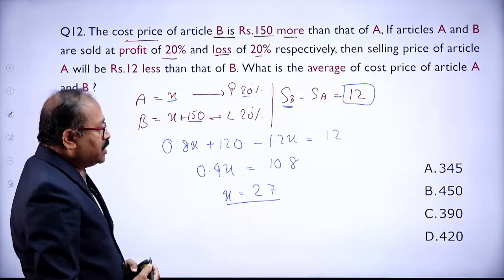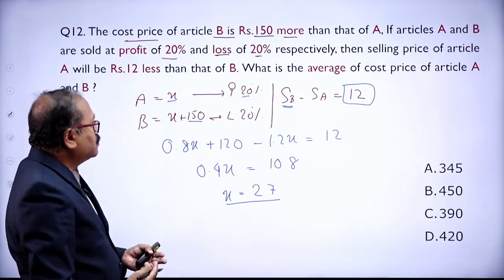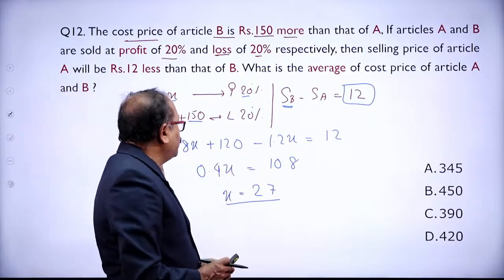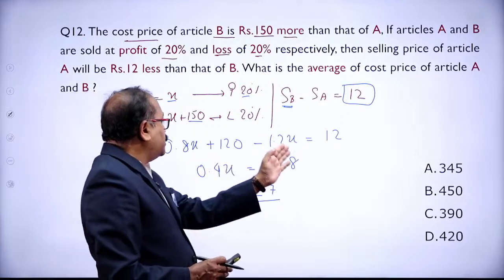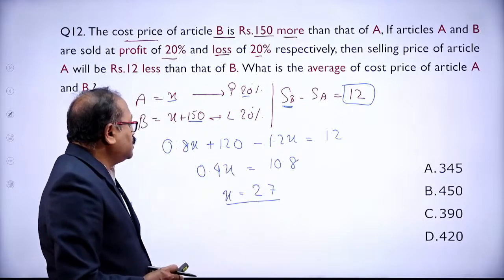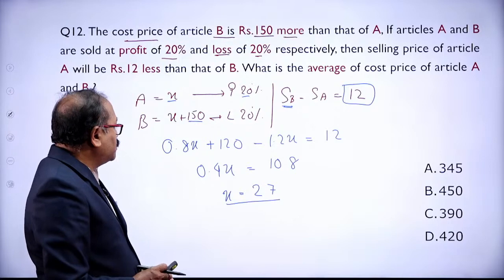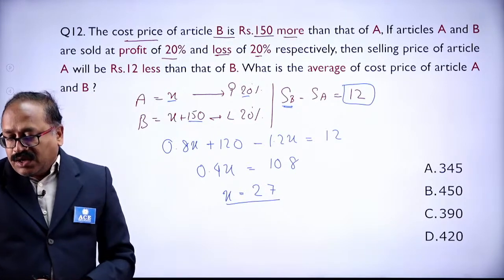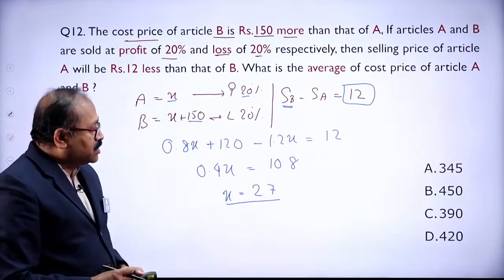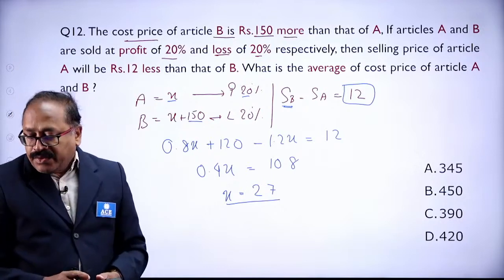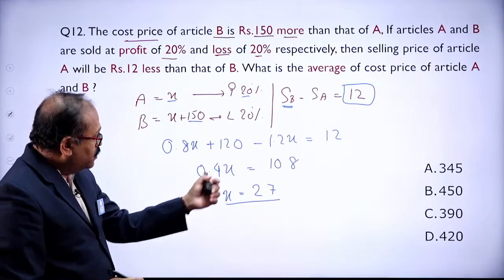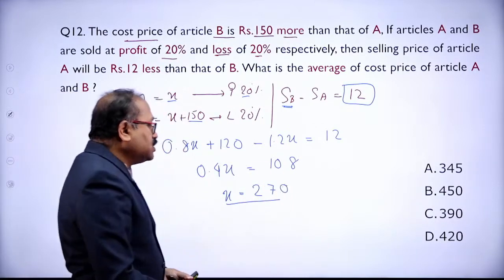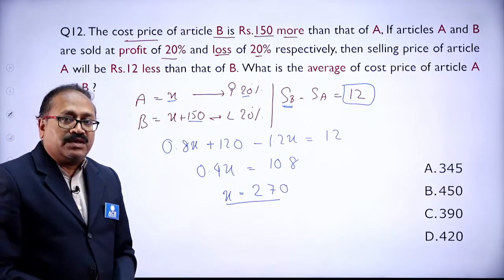Okay, 0.4X is equal to 108. Then what is X? So it gets cancelled how many times? It gets cancelled 27 times and 10 is there. So X is equal to 270.